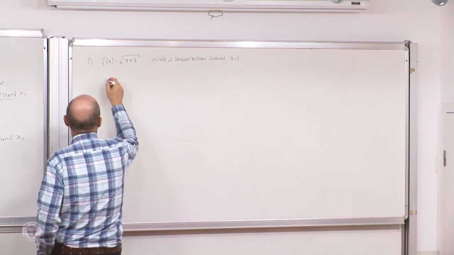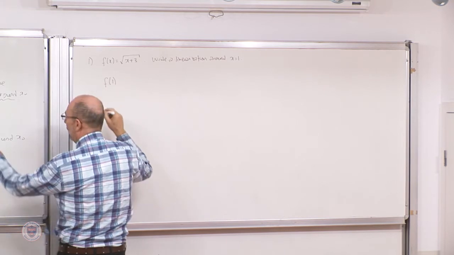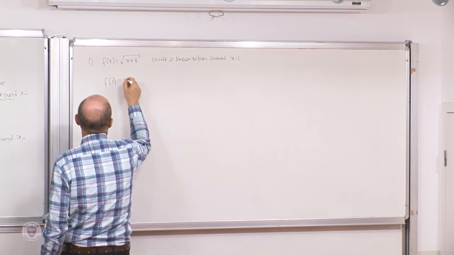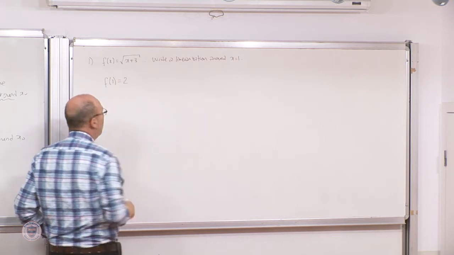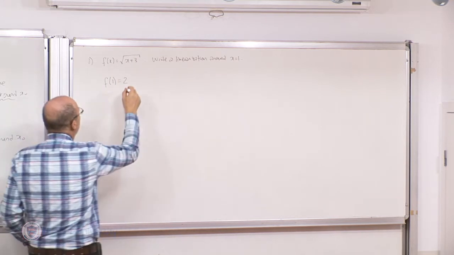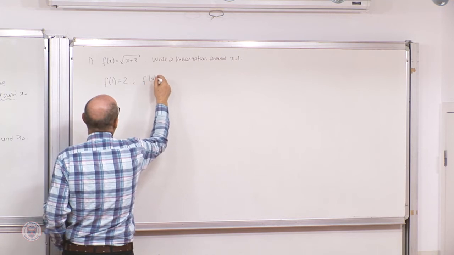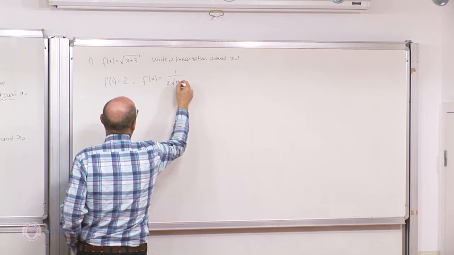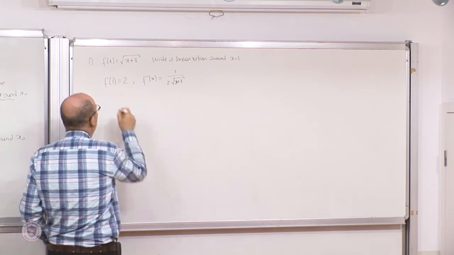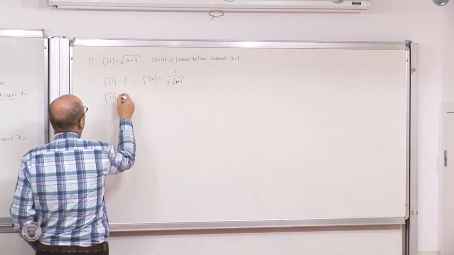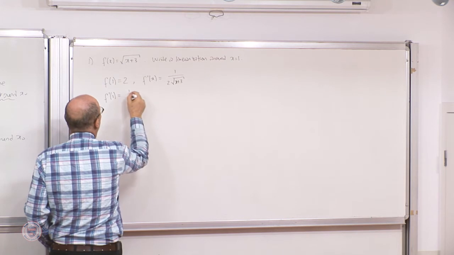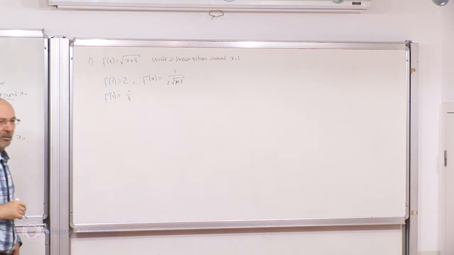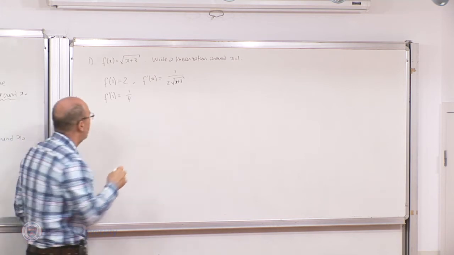Okay, so for this thing we write f of 1. I need this. So f of 1 is 2. Okay, so we are assuming that we are taking the positive square root. We calculate f prime x. F prime x is what? 1 over 2 square root of 1 plus x plus 3. And we need f prime of 1. Okay, so this is 1 over 4. So we have all the numbers. That's all there is to it.